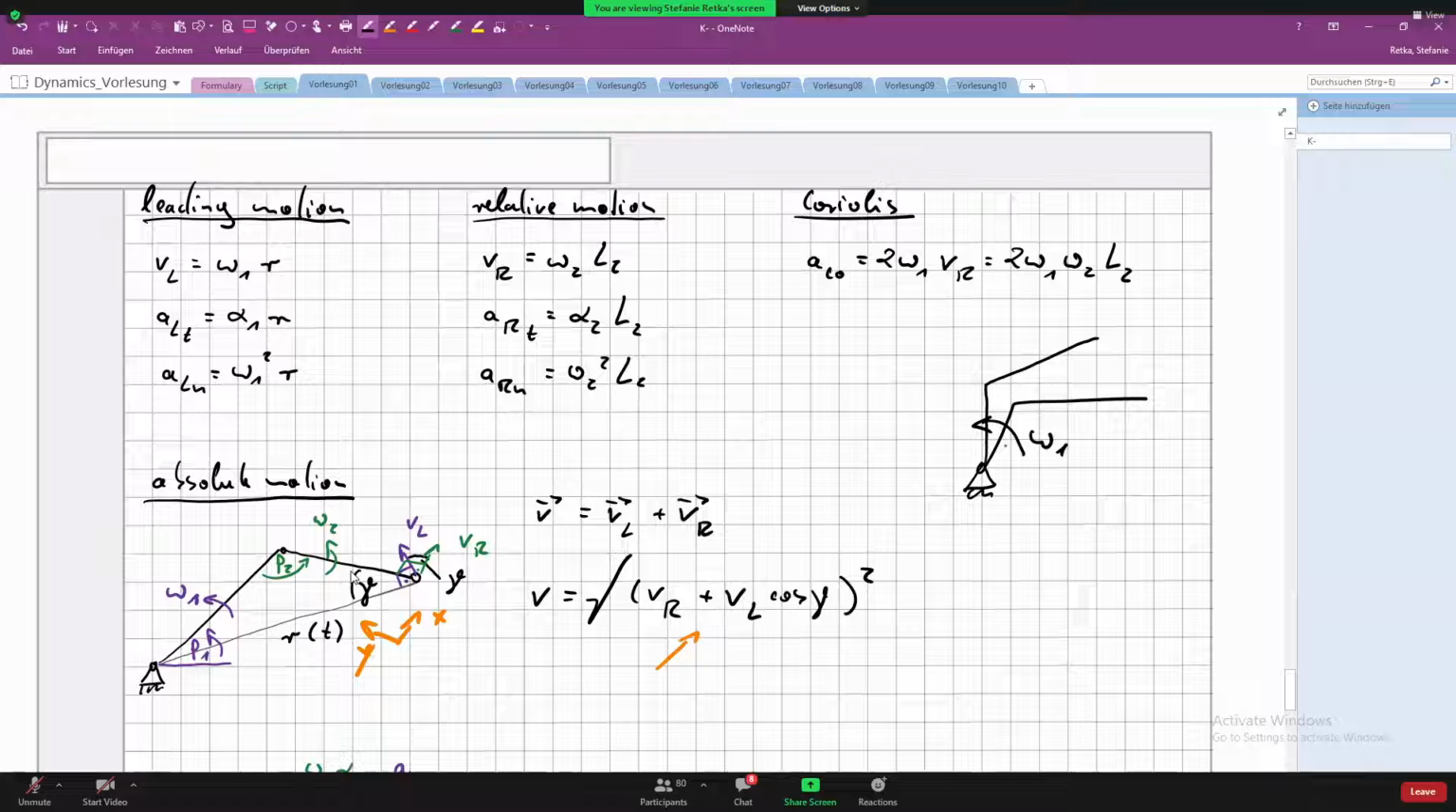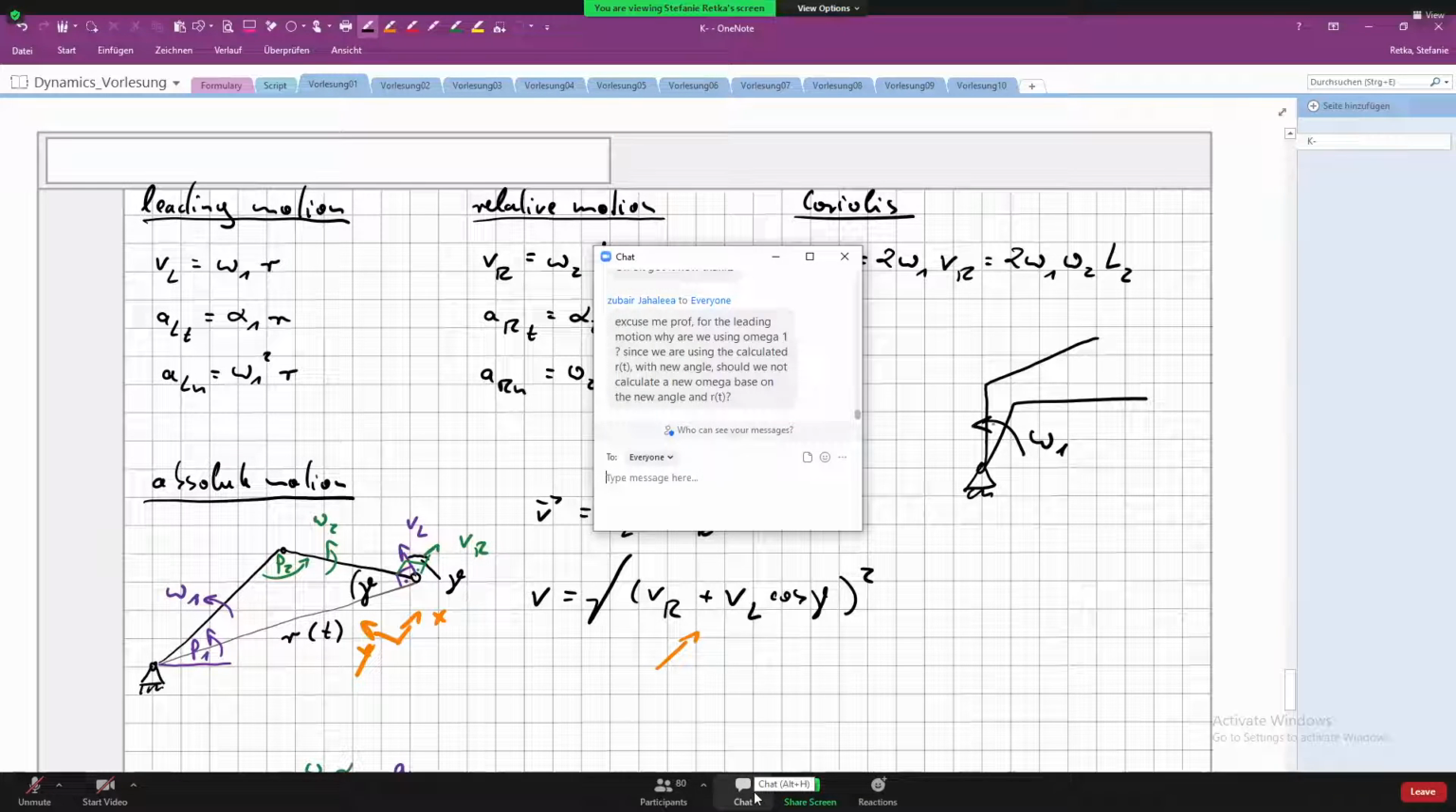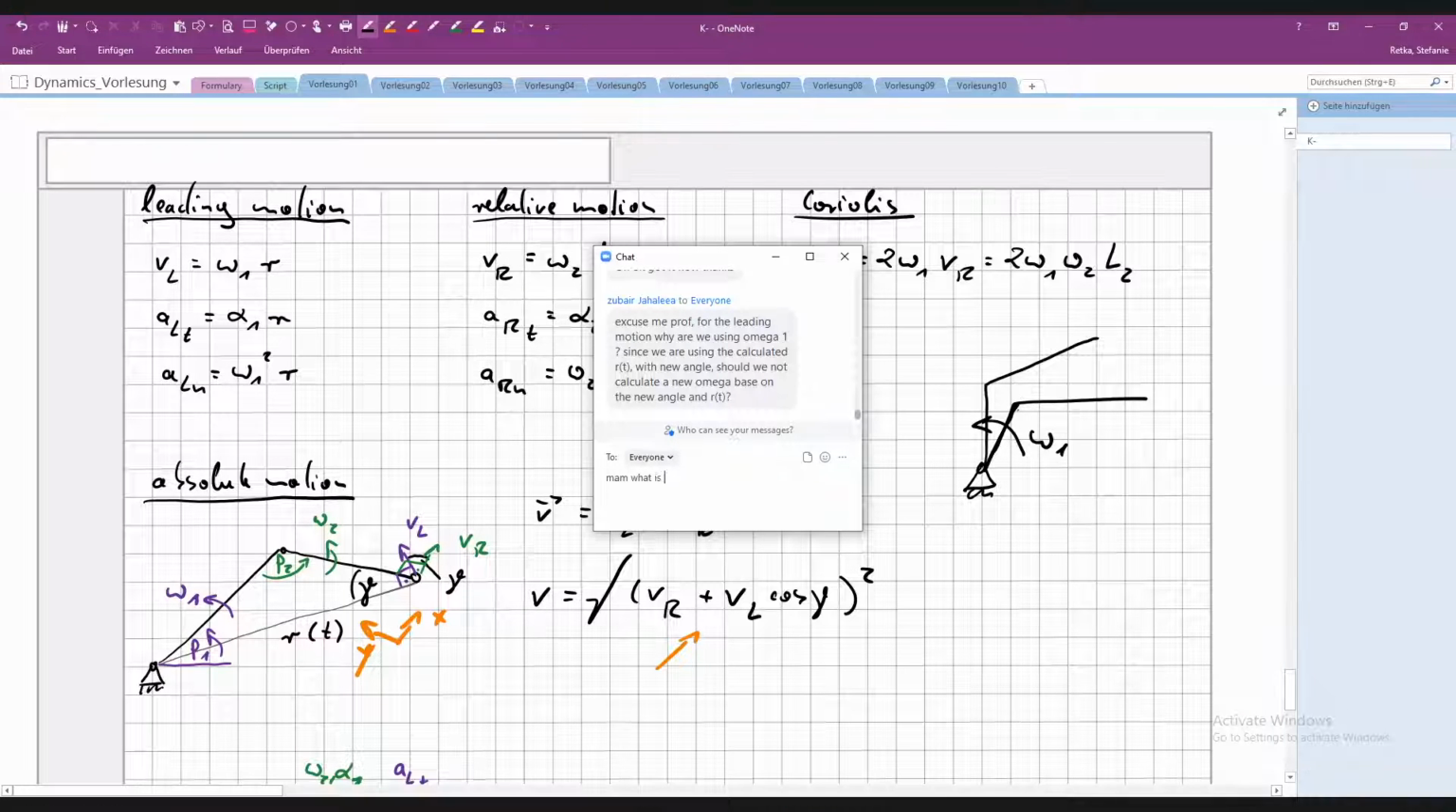There's no other leading angular velocity. So that's the motion. The only thing is we are assuming that we are freezing our relative motion, so this connection is fixed, and we are describing this point. But this point moves along the circular path with omega 1.